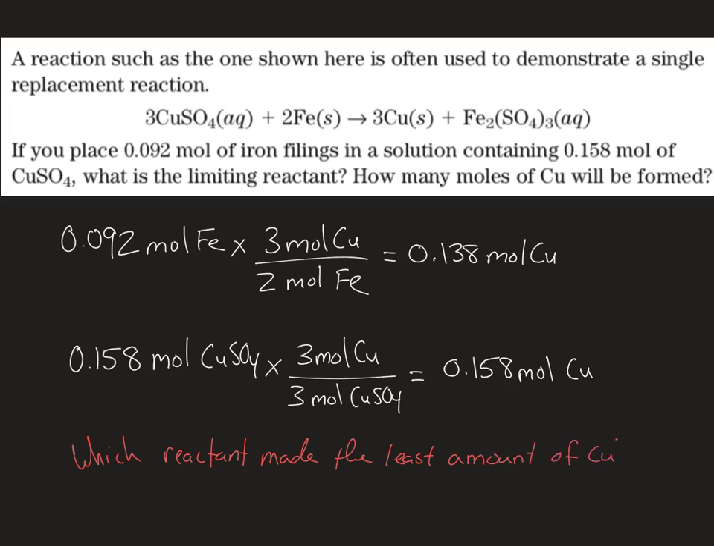Well, now that I've done the calculation, it's pretty easy to see that it was the 0.092 moles of iron, and so that's the limiting reactant, and the amount of copper made is 0.138 moles of copper.